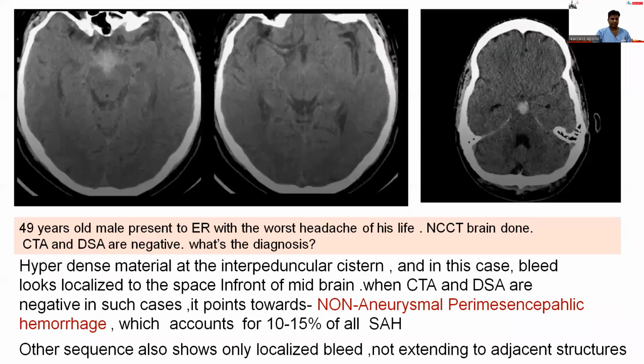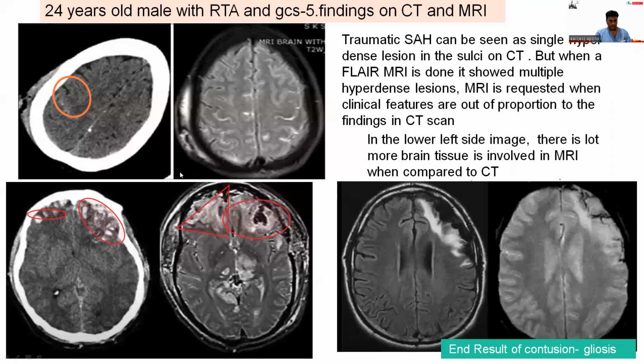as a culprit. This is a 49-year-old male presented to us with the worst headache, and we thought of a bleed on CT scan. Then we did a CTA and DSA. But in CTA and DSA, there was nothing found. So this is classified as a non-aneurysmal perimesencephalic hemorrhage because the hemorrhage is seen on the CT, but it is absent on the CTA and DSA. This type of hemorrhage accounts for 10 to 15% of all the SAH.